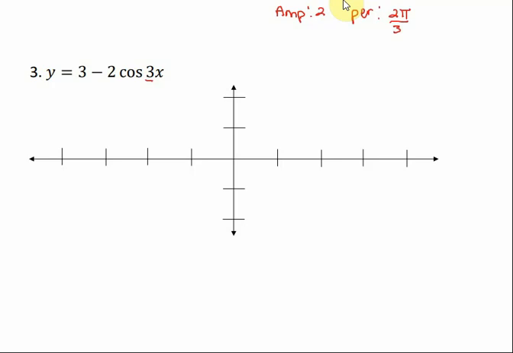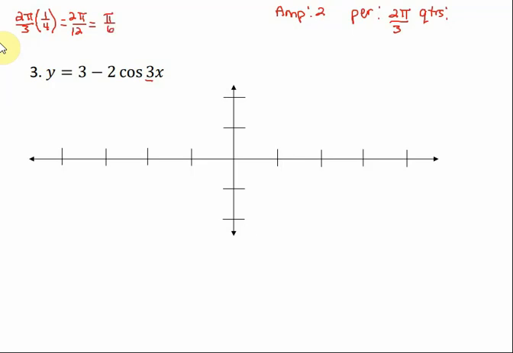Okay, so to determine what our key points or our quarters are going to be, we're going to take this and divide it by 4. All right, so I'm going to do that over here on the left. So if I have 2 pi over 3 and I divide it by 4, I multiply by 1/4. I have to multiply by the reciprocal. Okay, so that would give me 2 pi over 12, which is actually pi over 6.